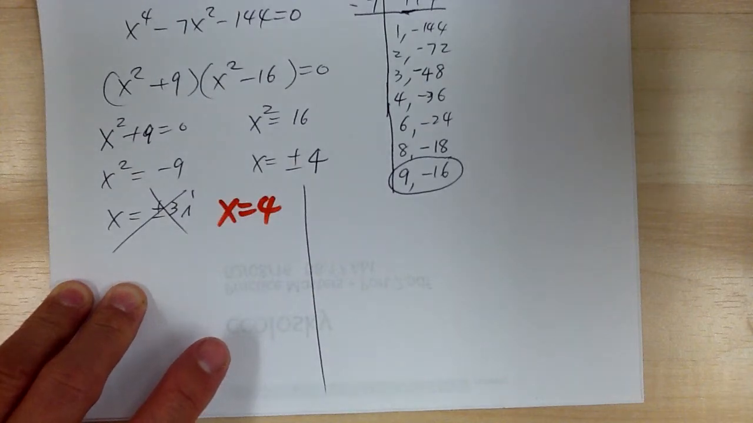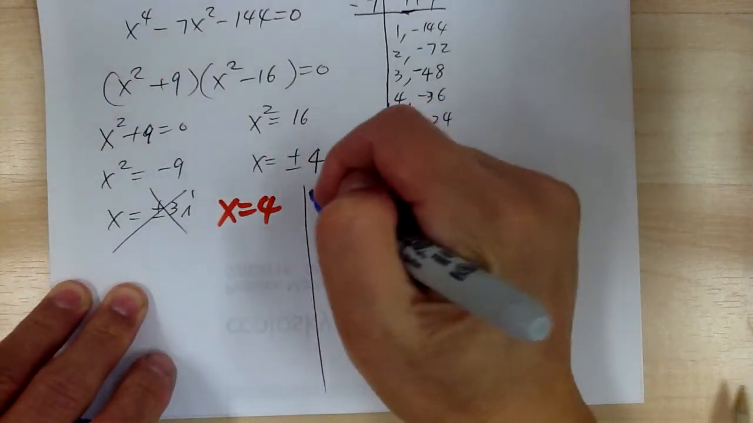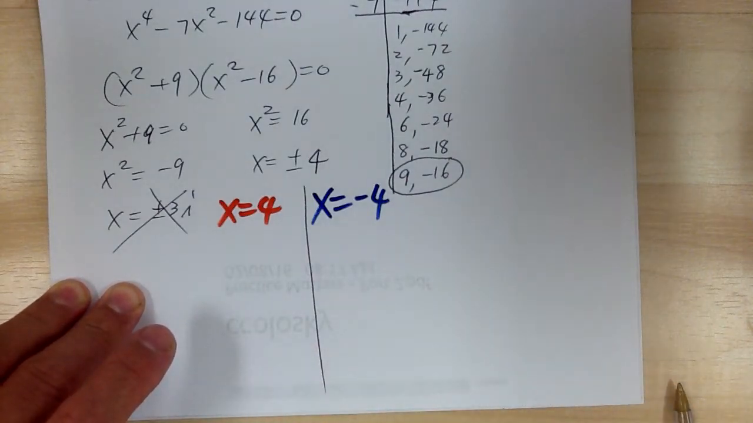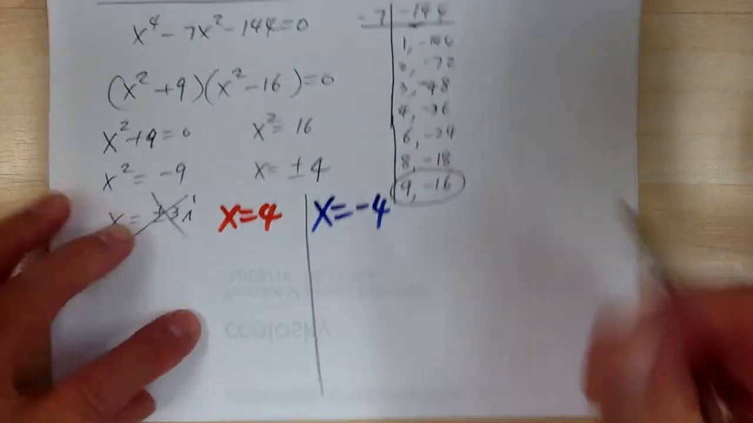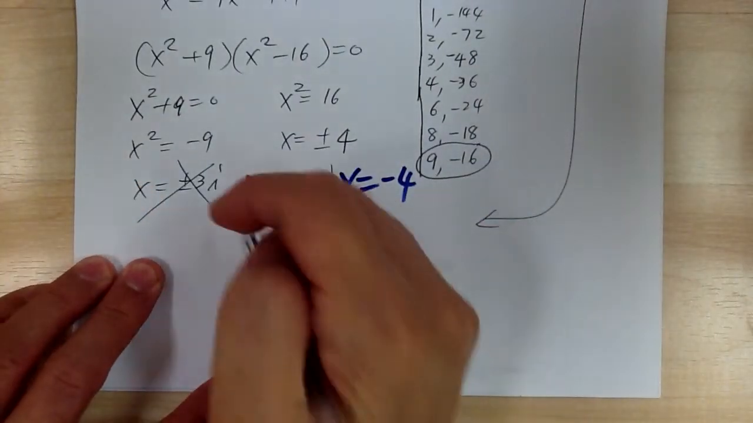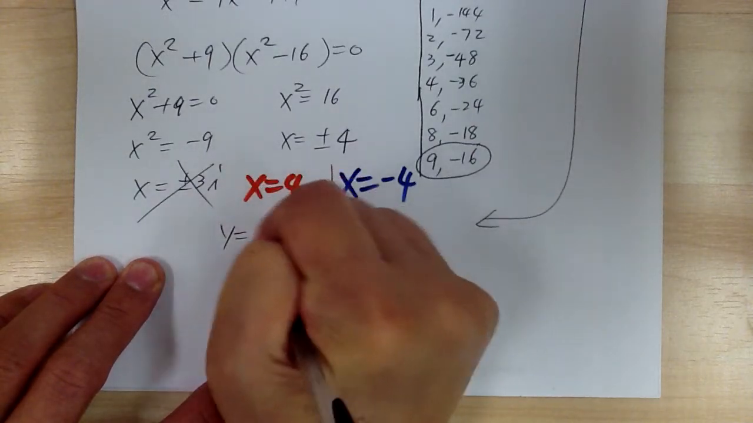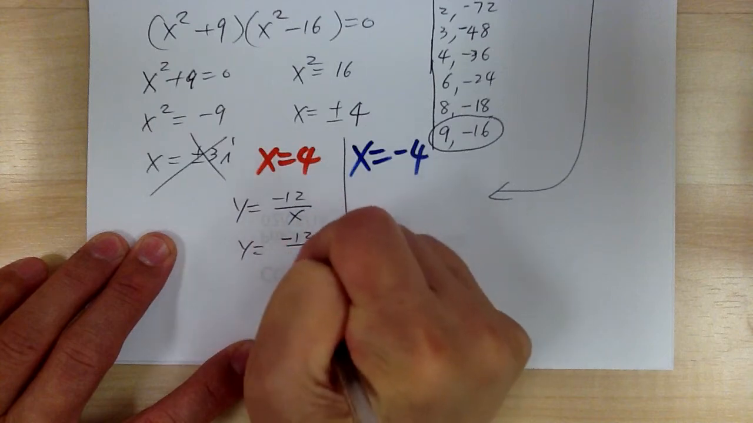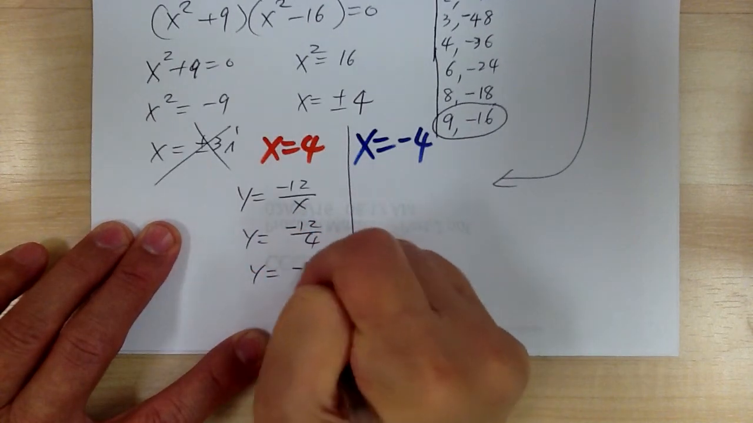Okay, and then you're going to get x equal to negative 4. So from there, again, you go and use this equation up here. Use this equation when it's down here to solve. So you're going to get y equal to negative 12 over x. So y equal to negative 12 over 4. So y equal to negative 3.